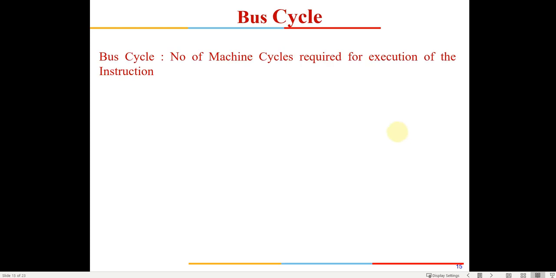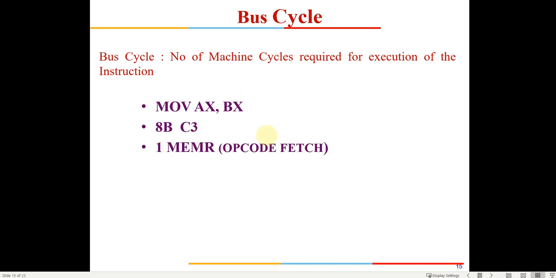Now we'll come back to the machine cycle thing. If you see MOV AX, BX, how many machine cycles will it take? Now we are talking about the total time taken for the instruction. Initially we talked only about the fetch cycle. Now we are talking about the total time taken for this instruction, the total machine cycle for the instruction.